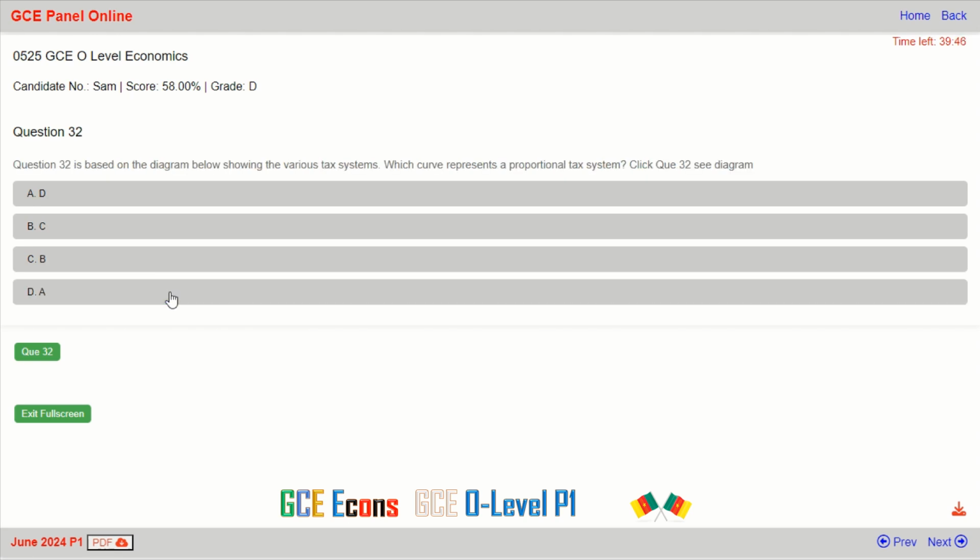Question 32 is based on the diagram below, showing the various tax systems. Which curve represents a proportional tax system? Click Cure 32 to see the diagram. Okay, so we have to click on this button to see the diagram.